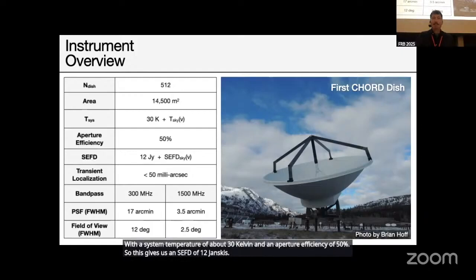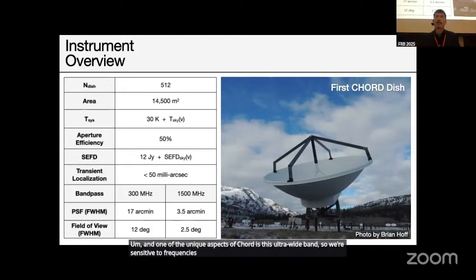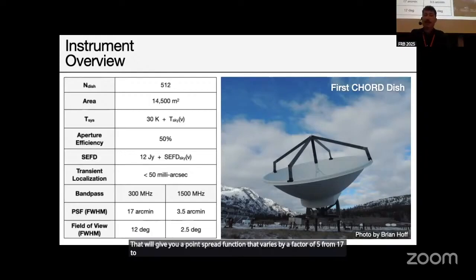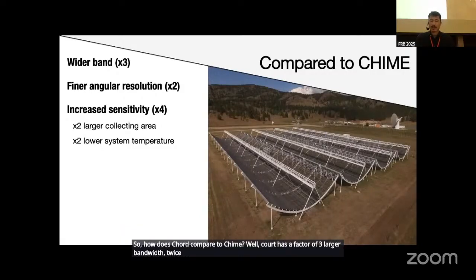And one of the unique aspects of CHORD is this ultra wide band. So we're sensitive to frequencies from 300 to 1500 megahertz. That will give you a point spread function that varies by a factor of 5 from 17 to 3.5 arcminutes, and a field of view that similarly varies from 12 degrees to 2.5 degrees. So how does CHORD compare to CHIME? Well, CHORD has a factor of 3 larger bandwidth, twice the angular resolution, and a factor of 4 better sensitivity.